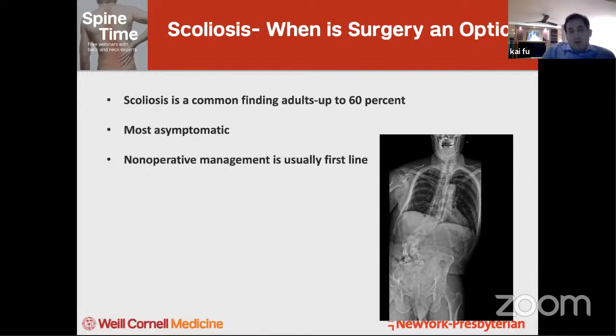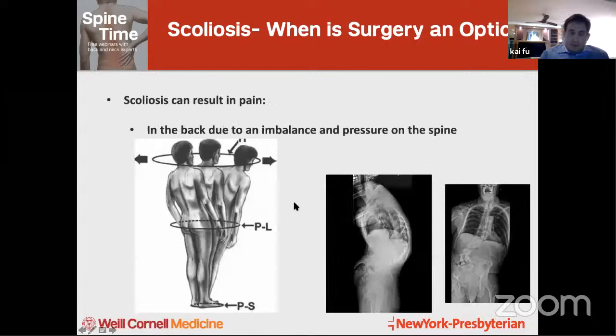Scoliosis is actually a common finding in adults, especially as we get older. Some studies show that up to 60% of people may have some form of scoliosis, usually mild. Most of them are asymptomatic. And as we've been going through in the last few slides, non-operative management is usually the first line of treatment. It's very rare that you would come and see somebody for a surgical opinion unless there was a significant problem that had developed.